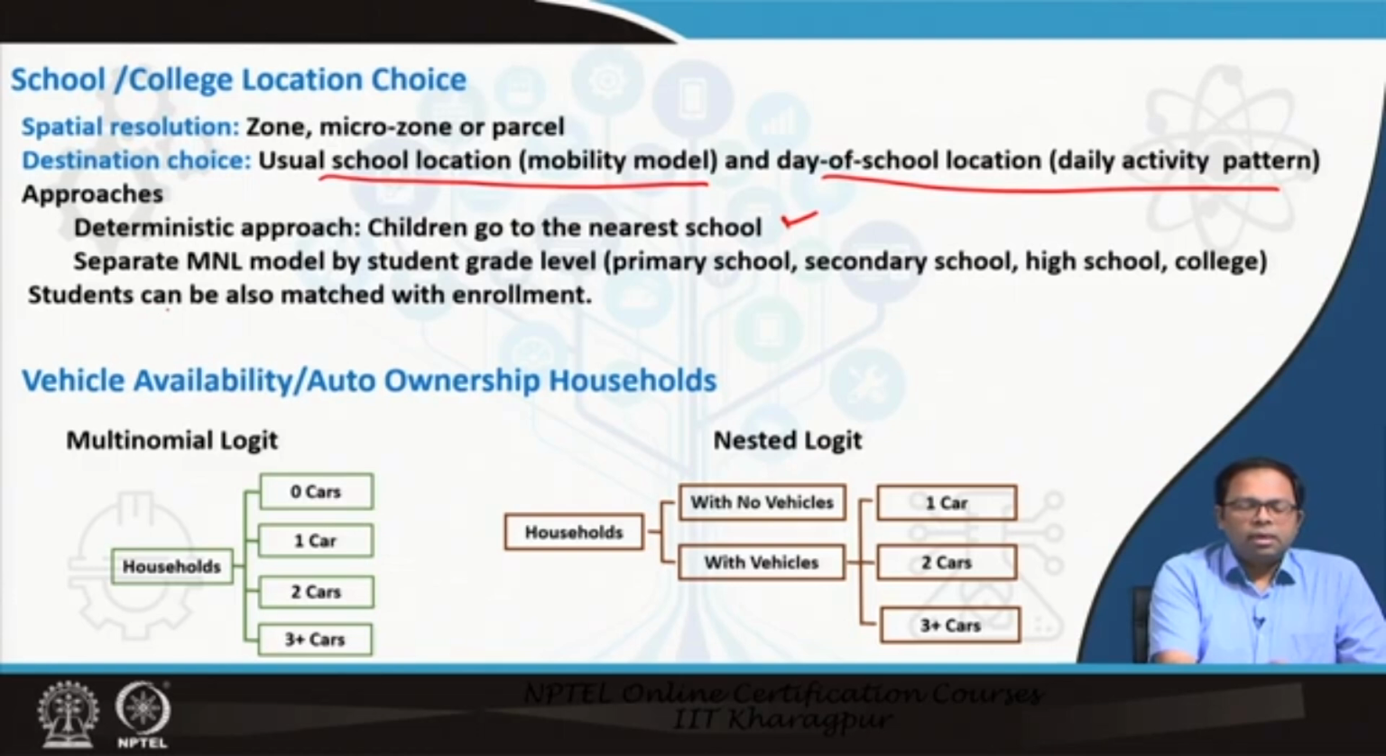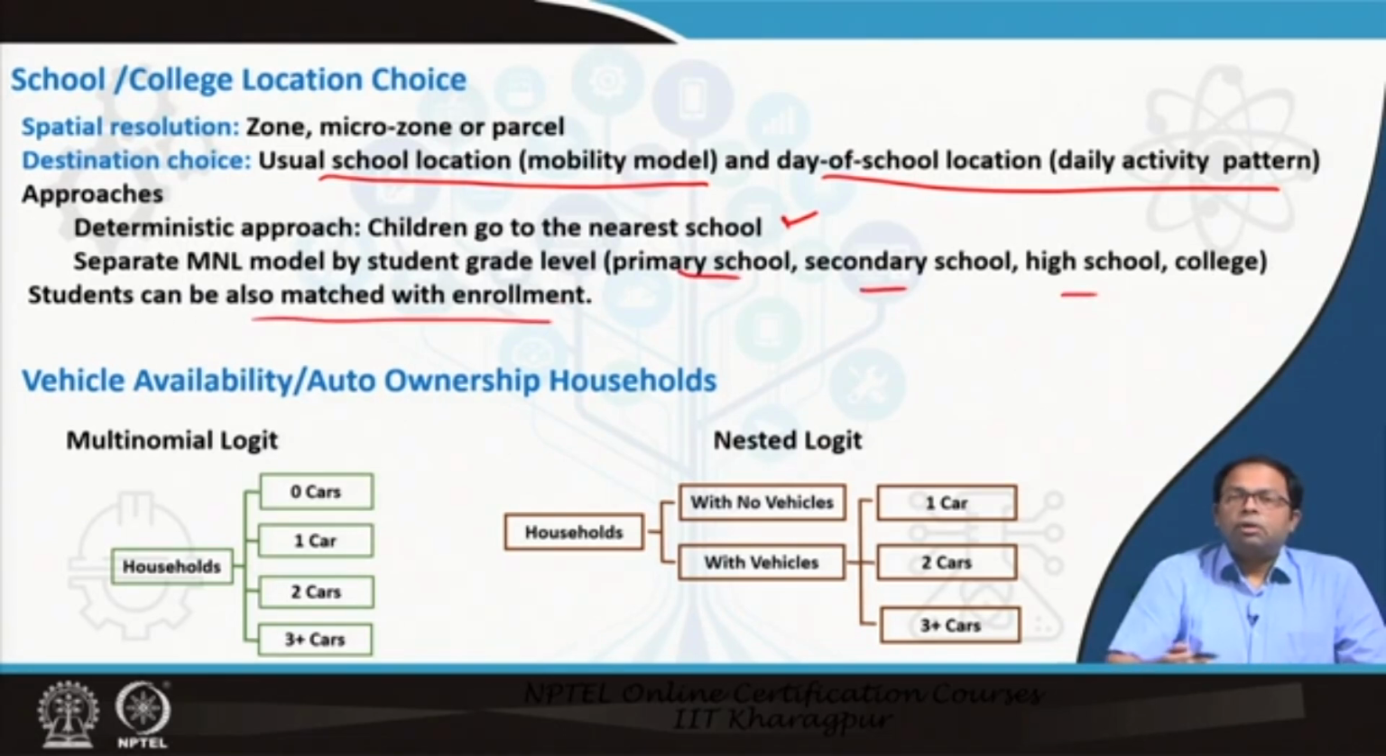But if I look at students, we can have separate MNL models by students of different grade levels, like primary school, secondary school, high school, college. And students can also be matched with enrollment, like based on each zone how many students are enrolled, and that could be matched with the total number of students that want to go to a particular zone. So, those kinds of competition effects also could be considered.